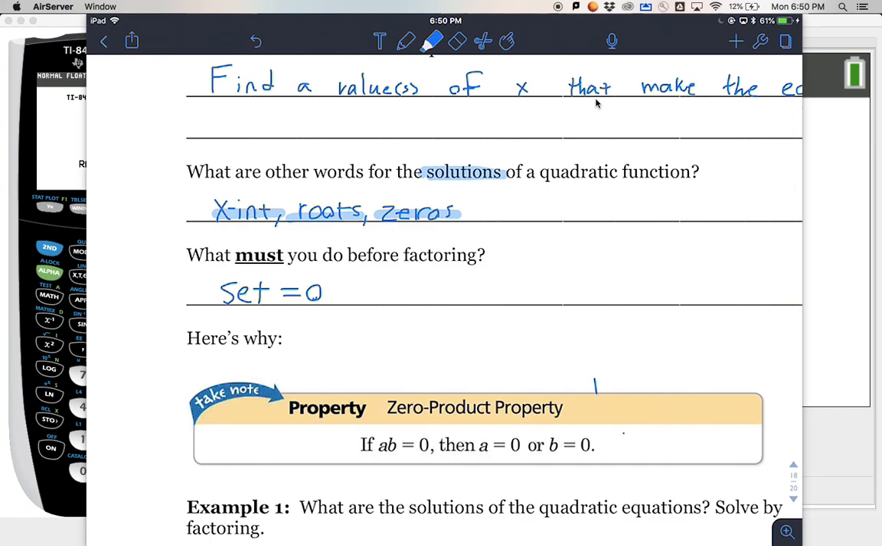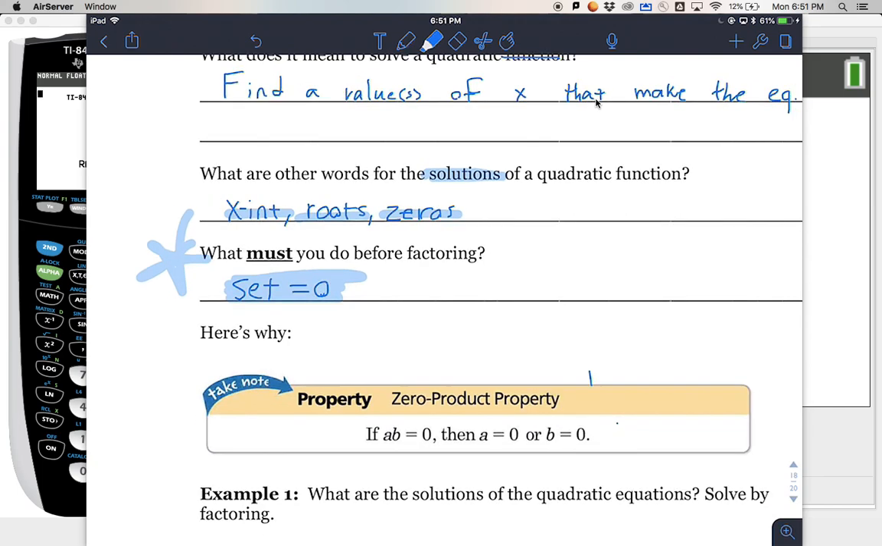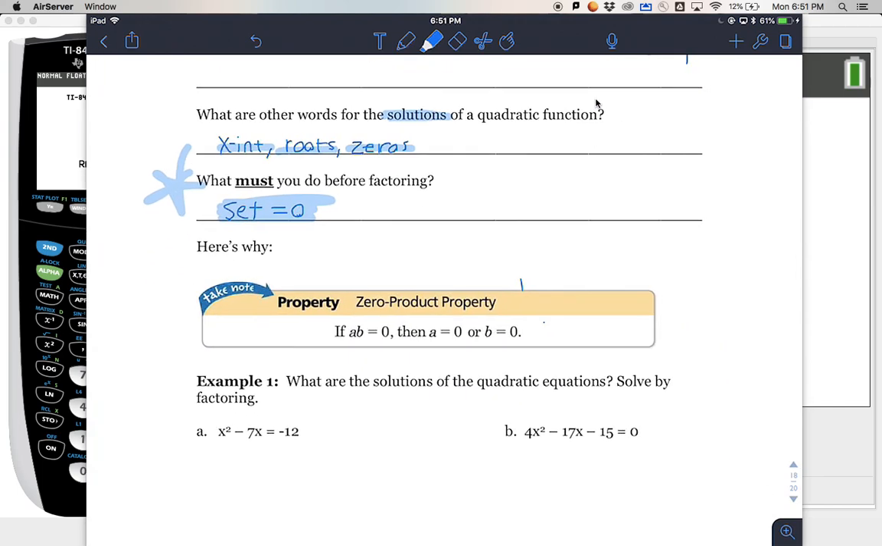And one of our methods that we're going to be using quite a bit today is factoring. So before we factor, we're going to set our equations equal to zero, and that's real big, so I put a star next to that. That is how we're going to be able to solve with factoring and then actually graphing as well.